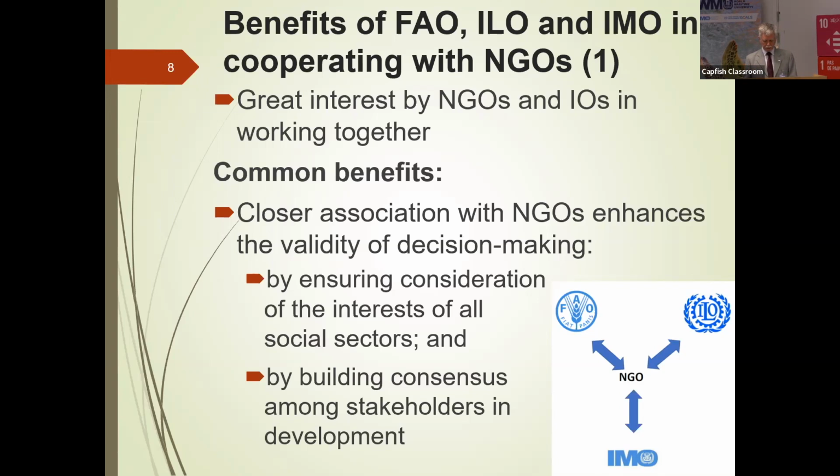Before going into the details of these rules, let's have a look at the benefits of cooperation with NGOs that are common for all three organizations. Namely, that the closer association with NGOs should enhance the validity of decision-making under the auspices of the three organizations. That is common for all. And number one, by ensuring consideration of interests of all social sectors. And two, by building consensus among stakeholders in development.